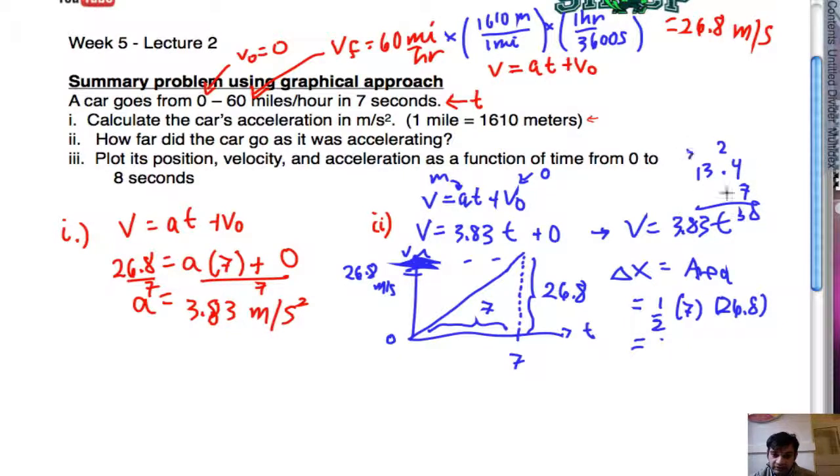So we end up getting 93.8 meters. If I do this right, some of you get like 93.6, some of you get like 94. That's fine. We're close to the answer. 93.8 is the answer that we get. So that's how we actually do this problem using the graphical approach.